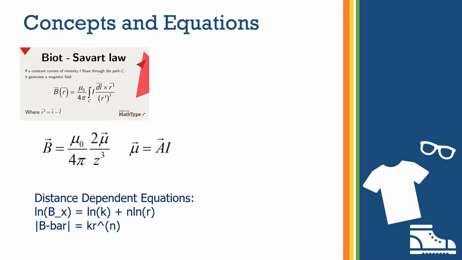Next, some concepts and equations that we needed. Like I stated earlier, we did have to use the Biot-Savart law in this lab. We also had to use, for the second equation underneath that, the magnetic field of a magnetic dipole on axis equation. We also had to use some distance-dependent equations to graph our data. And going back to that Biot-Savart law before I move on, we also used that to compare the distance-dependent measurements in this lab.